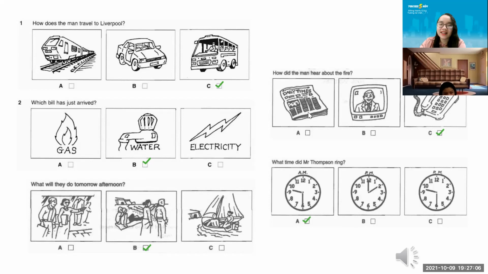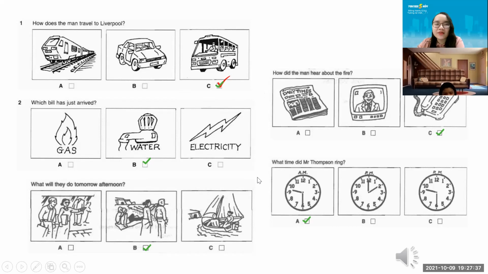Okay, I see that you have finished everything, and now we will check your answer, okay? Don't worry. Okay. Question number one, how does the man travel to Liverpool? Người đàn ông đã đi đến Liverpool bằng cách nào? Là bằng phương tiện nào ha? Right, let's see. First is, yes, it is the bus. Because the bus is much cheaper than the train, đúng không? Đi xe buýt thì rẻ hơn là đi tàu, cho nên là ông ấy đã mua vé xe buýt rồi.